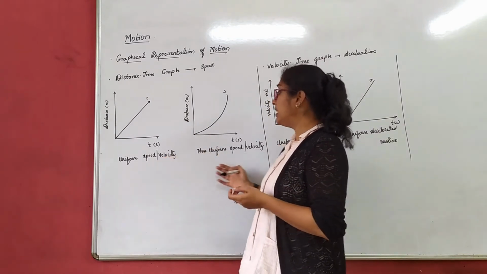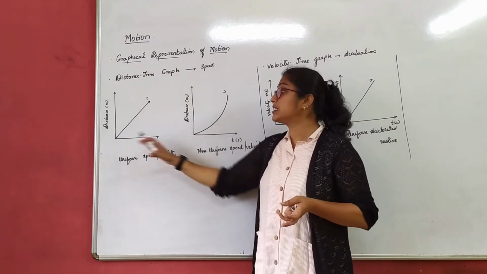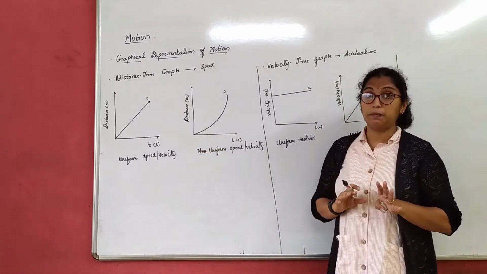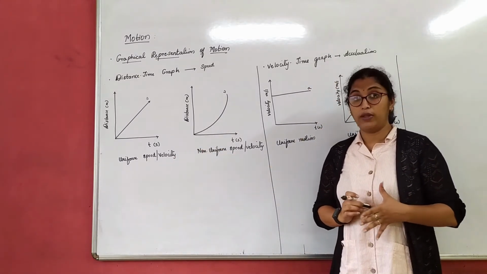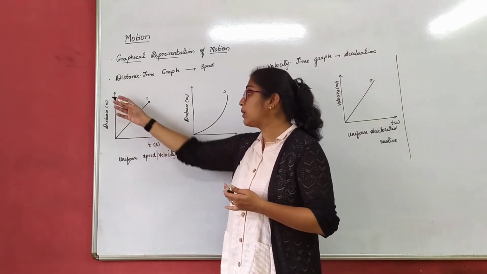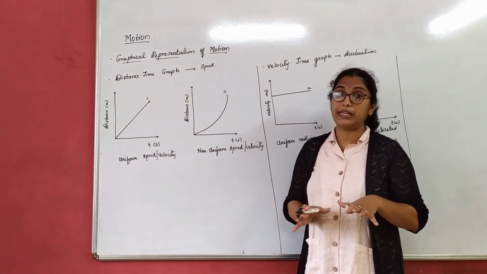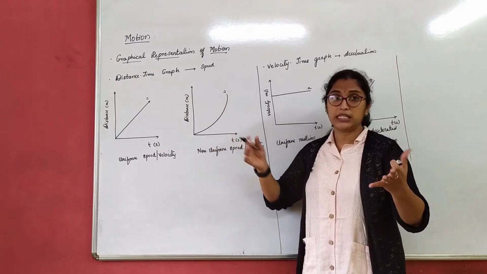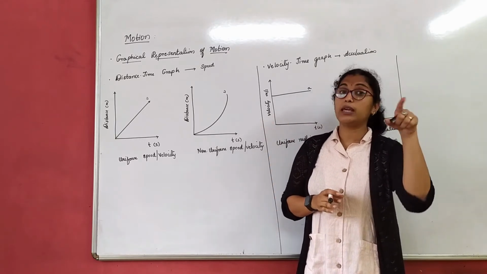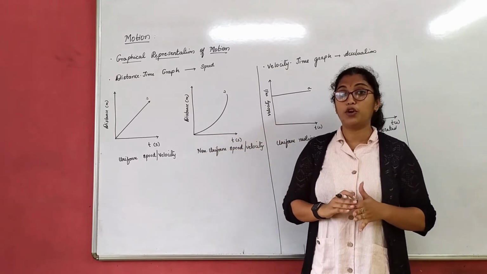Now, I have taken two examples here. The first graph is representing uniform speed or velocity, and the second graph is representing non-uniform speed or velocity. Now, we know what is uniform: the object is traveling equal distance in equal intervals of time, and the body is said to move at a uniform speed. If the object moves unequal distance in unequal intervals of time, unequal distance in equal intervals of time, or equal distance in unequal intervals of time, it is said to have non-uniform speed.